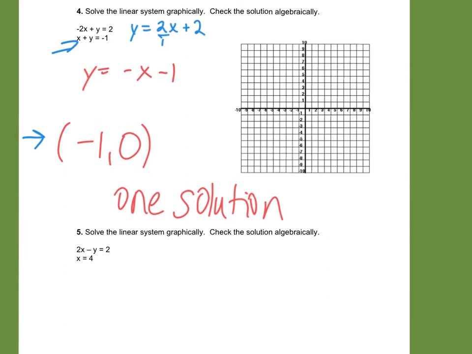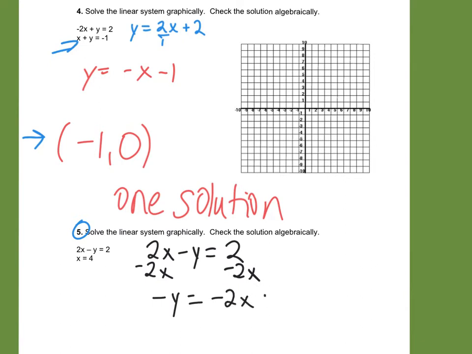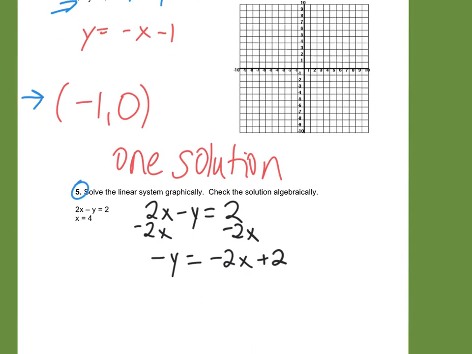So for this problem, number 5, what would be the first thing I need to do? Get y by itself. So I've got 2x minus y equals 2. How do I get y by itself? Good. So negative y equals negative 2x plus 2. Now what? Divide by negative 1. Good. So y equals 2x minus 2.